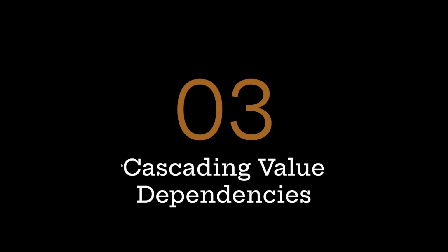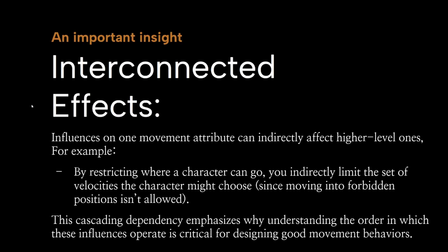And something to be aware of before we continue looking at how we actually use this is cascading value dependencies, because all of this stuff, when you use it together, is going to have interconnected effects. So influences on one movement attribute can indirectly affect the higher level ones. For example, by restricting where a character can go, you indirectly limit the set of velocities that character might choose, since moving into forbidden positions isn't allowed.